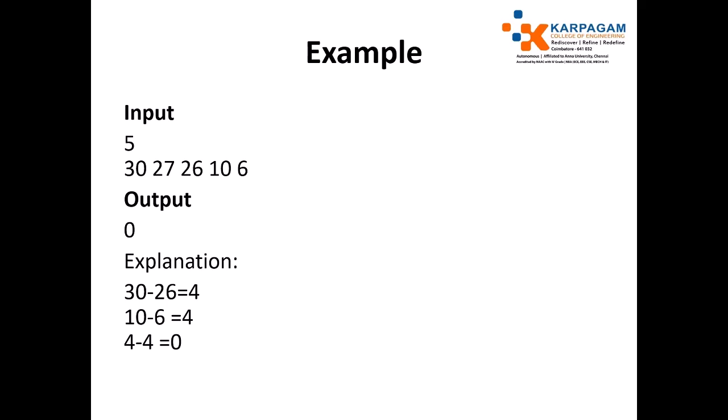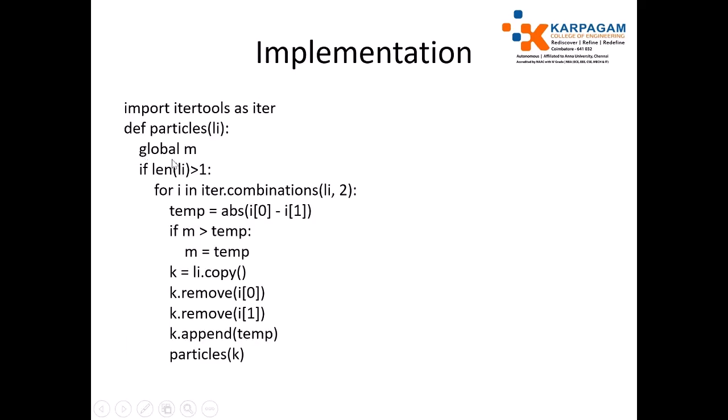This can be implemented by generating the combinations. Here we can use the Python language to efficiently generate combinations of the list of size 2. For making the combinations we import itertools as iter. Here we define the function particles which accepts the list. Here I maintain a global variable m to store the minimum size of the particle.